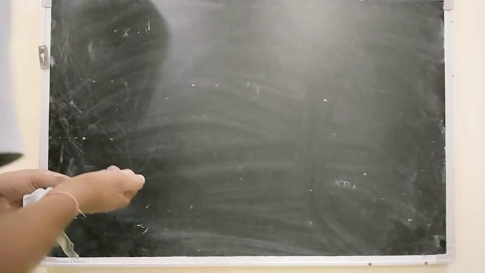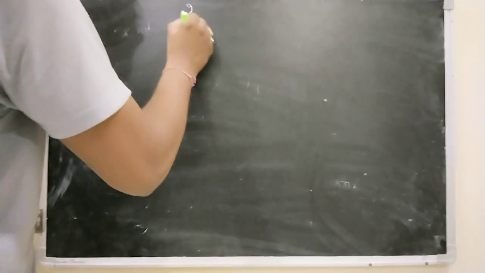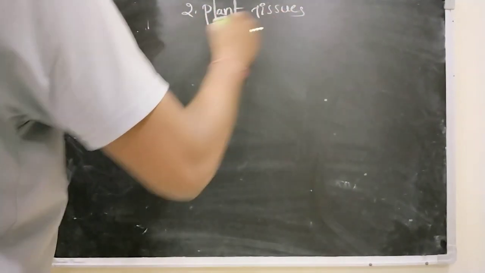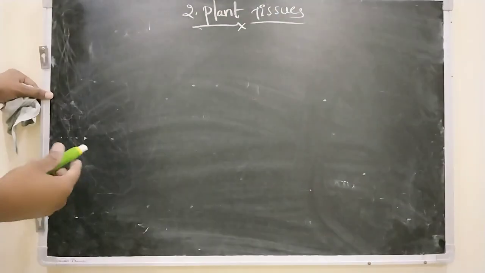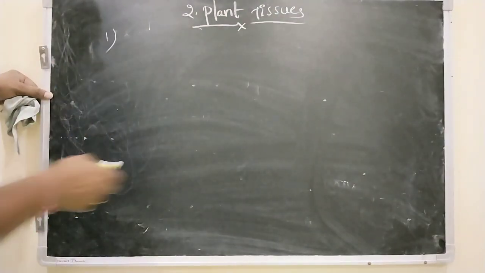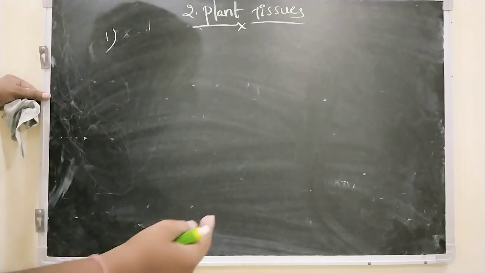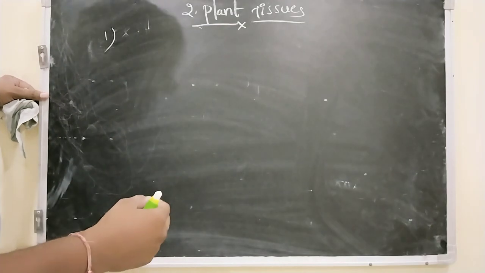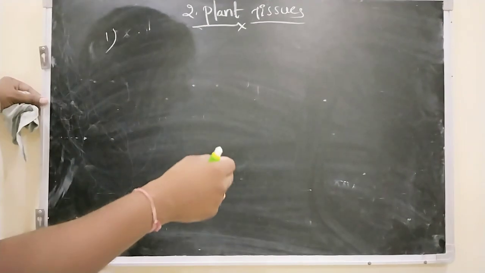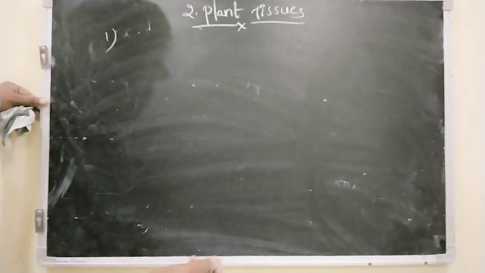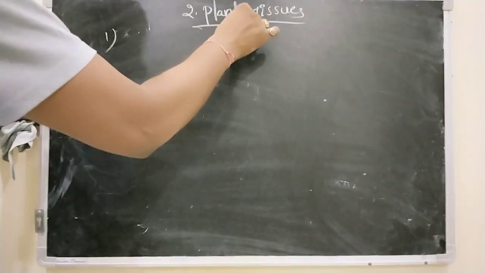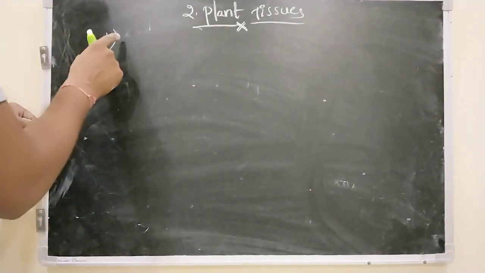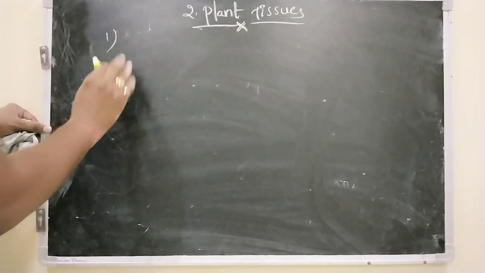Hello everyone, the topic is about plant tissues. So in plants there are four types of tissues. Actually, a plant is a multicellular organism, and it has different types of cells to perform different functions. Generally in unicellular organisms a single cell performs all the functions, but in multicellular organisms like us, it is not possible for a single cell to perform all the functions. That is why there are mainly four major tissues in plants.